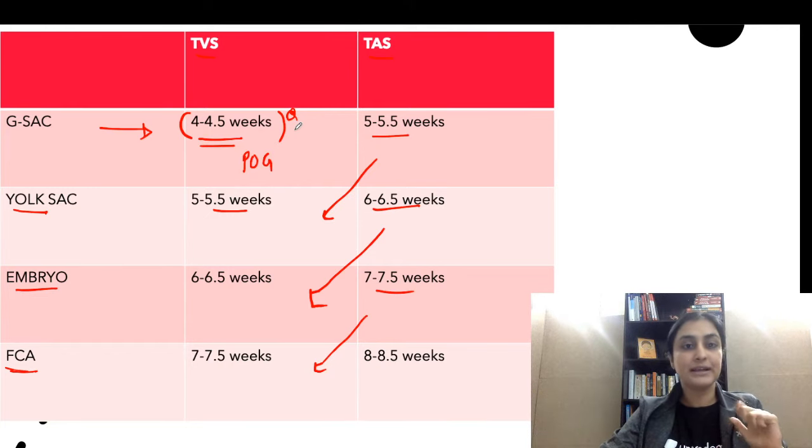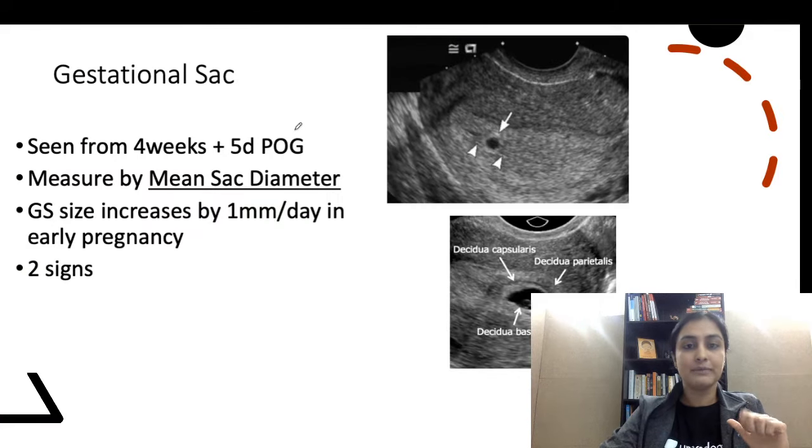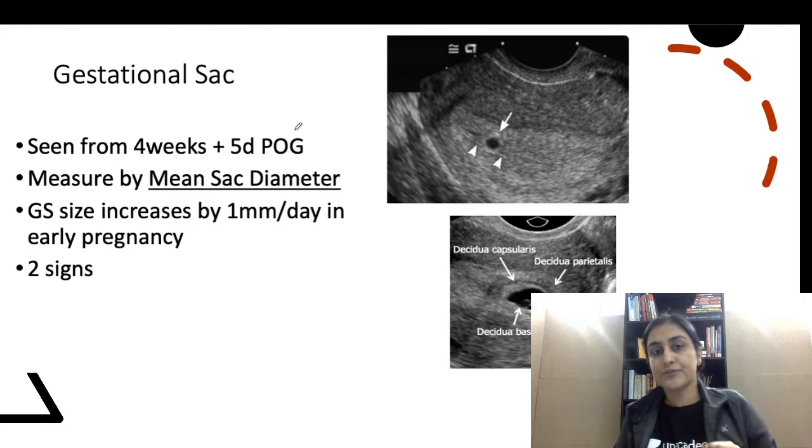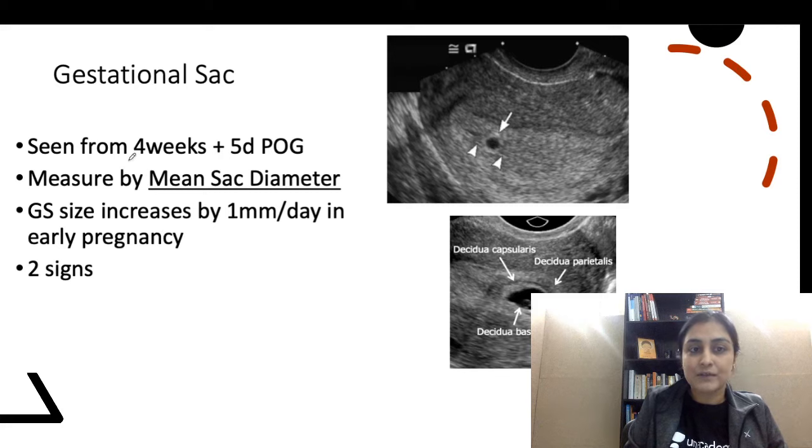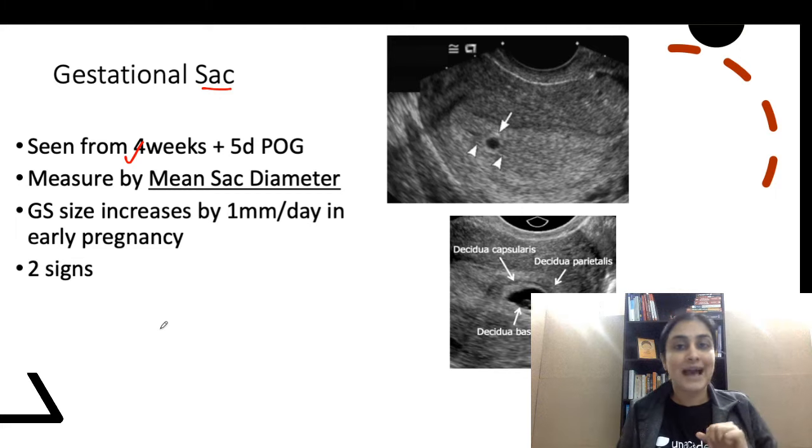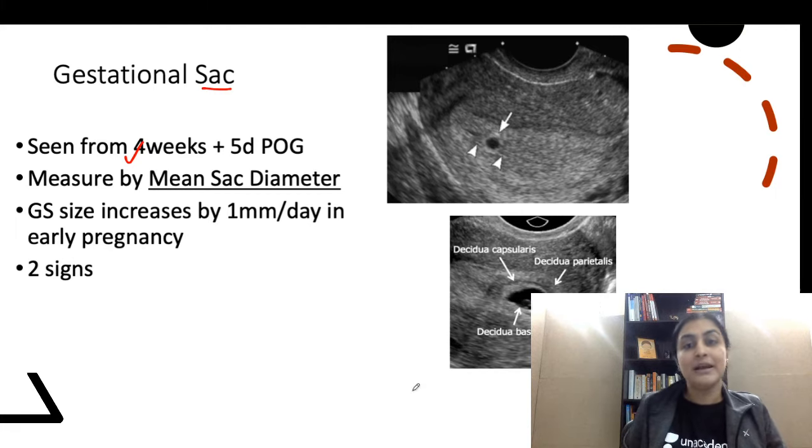Now let's look at the images. Let's look at all the images of the various structures. The first one we saw was the Gsac, and when was it seen? We already know 4 to 4.5 weeks, or to be precise 4 weeks 5 days. Now as the name suggests, it is a gestational sac. It is a fluid containing structure which develops in the endometrial cavity.